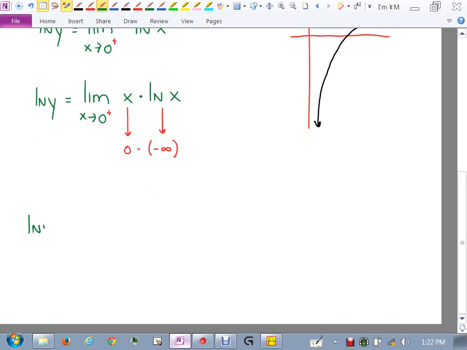Now bear with me. Do not lose track of your left-hand side, because we came in here and put that natural log in there. This is going to be natural log x over what? 1 over x.